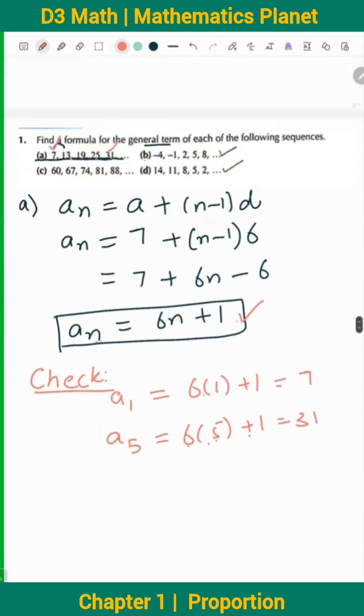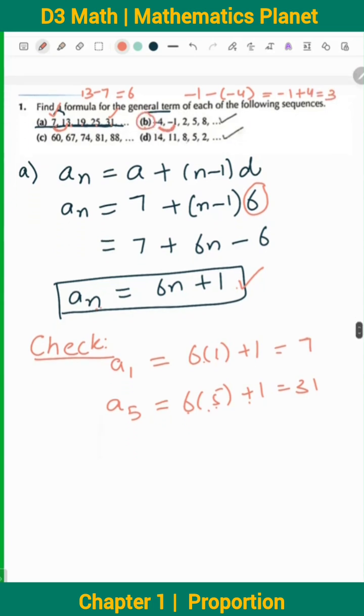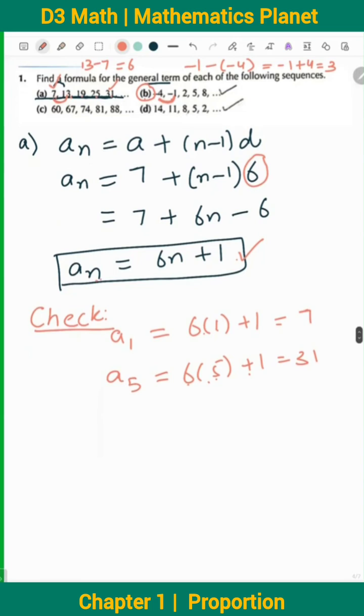Now the most important part over here is the common difference. How did we calculate the common difference? 13 minus 7, which is 6. Now in the B part, what will be the common difference? Minus 1 minus 4. Minus 1 plus 4 is equal to 3. The common difference in B part is 3. Are you getting it?